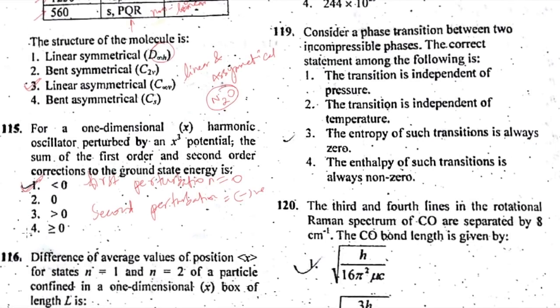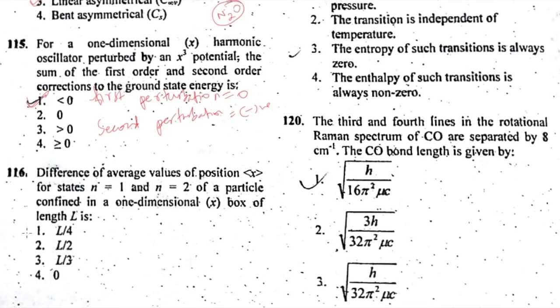Right, so let's talk about the next one that is also from your quantum mechanics. So 116, it says that the difference of average values of position for the states n equals 1 and n equals 2 of a particle confined in a one dimensional box of length L is. So you all know that your psi for a one dimensional box is given by the square root of 2 by L, times sine of n pi x by L. Okay, so this is how psi is denoted for a particle in a one dimensional box.